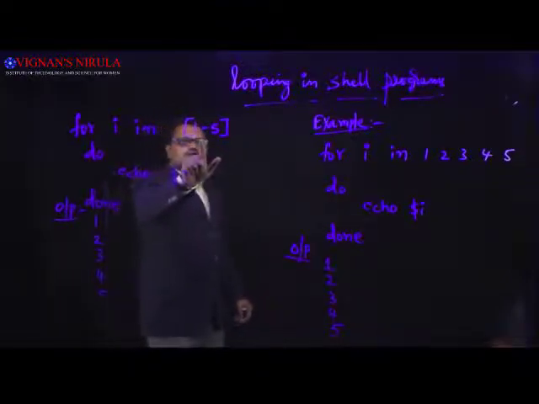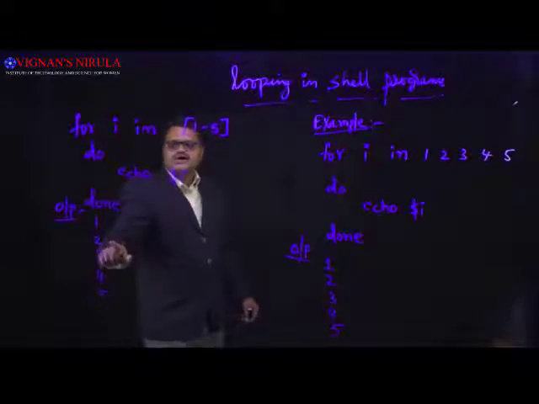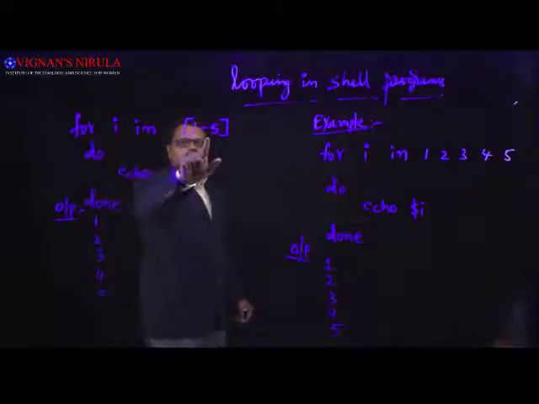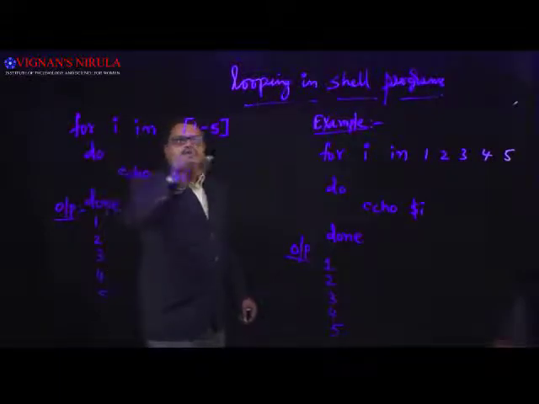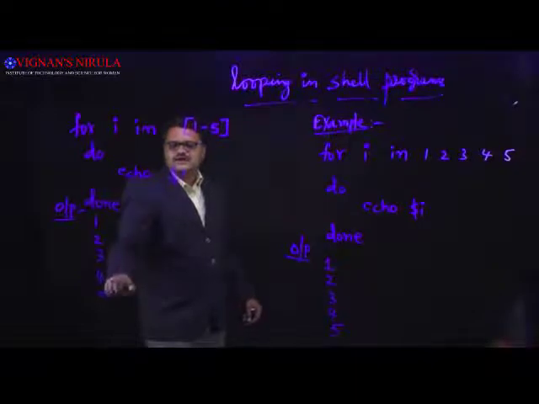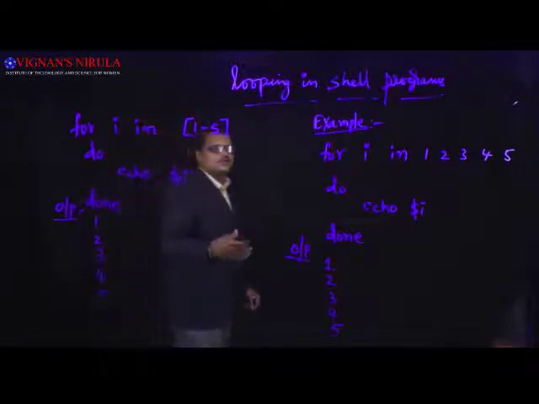Then the value of I is 2. Then echo $I, that means 2 gets displayed. Then the I value is 3. Echo $I, 3 gets printed. And then 4 is stored in I, and echo $I means 4 gets printed. Next the I value is 5, like this. 1, 2, 3, 4, 5 gets displayed. So this is about looping in for.